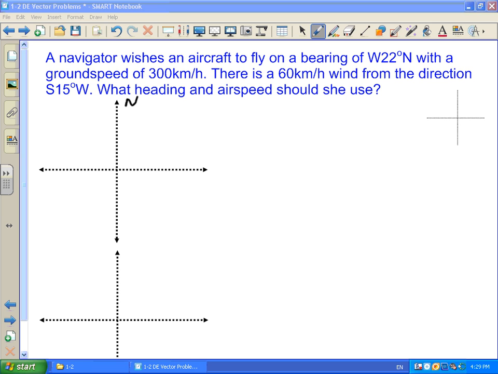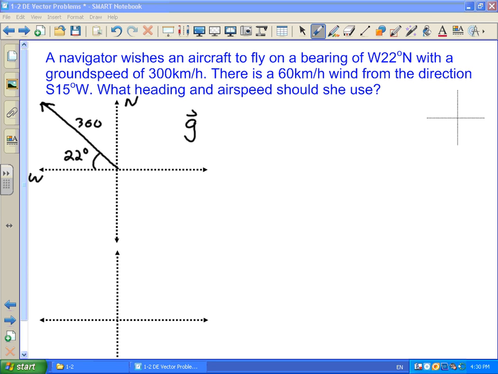So we want to go west 22 degrees north, so that's north, that's west. So our vector has to go something like this. It's got a magnitude of 300, and it is 22 degrees north of due west. And we'll just say that this is our ground speed.